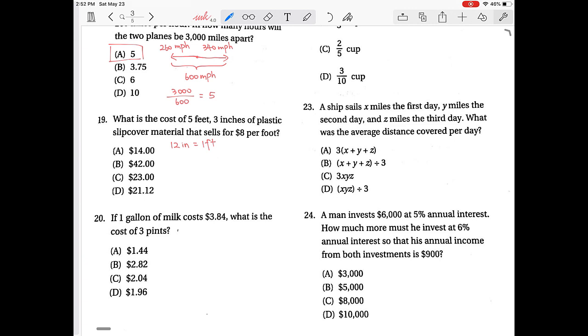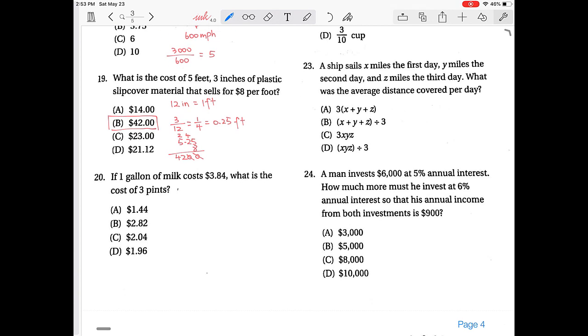So we're going to convert the 3 inches to feet, which is 3 over 12. That is 1/4, which is also 0.25 feet. And we know the material sells for $8 per foot. So 5.25 times 8 is, so that's 40, that's 2, and that's 42. Cross out the 2 zeros and we get 42, which is option Bravo.